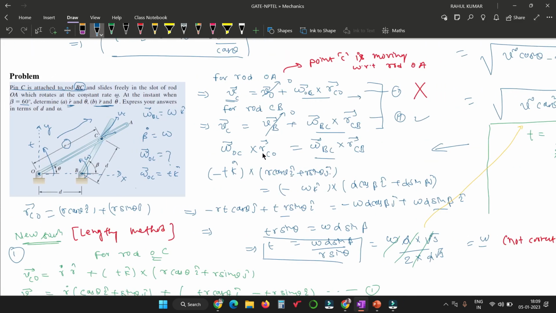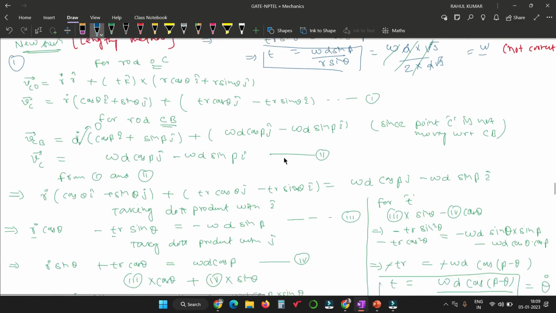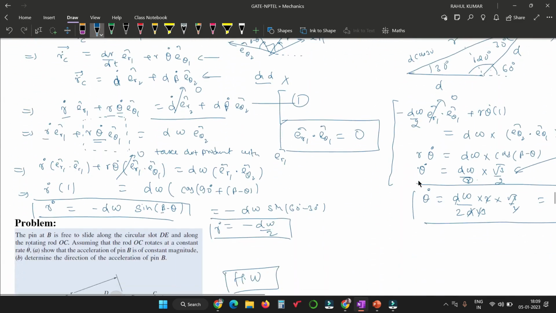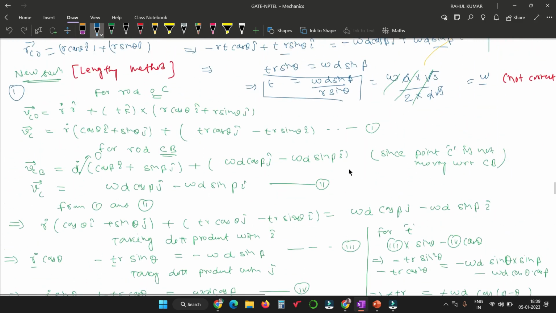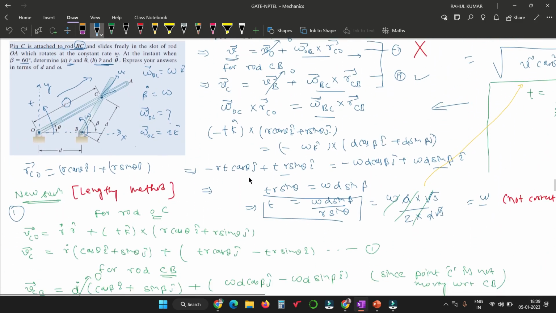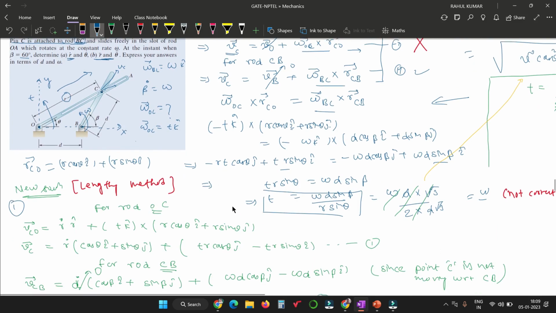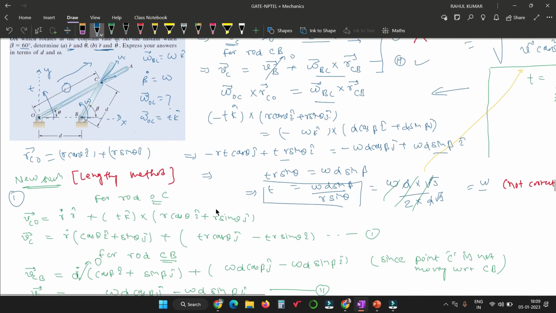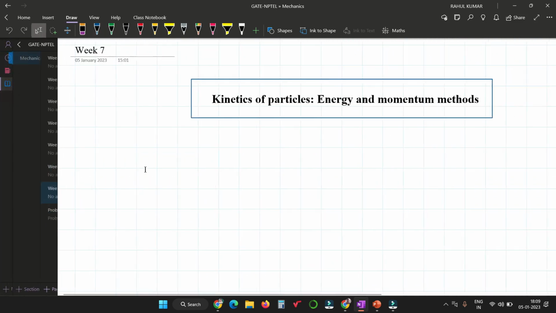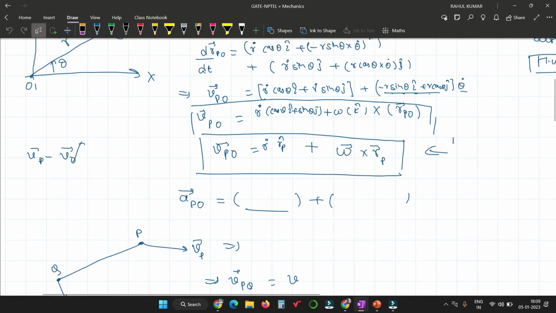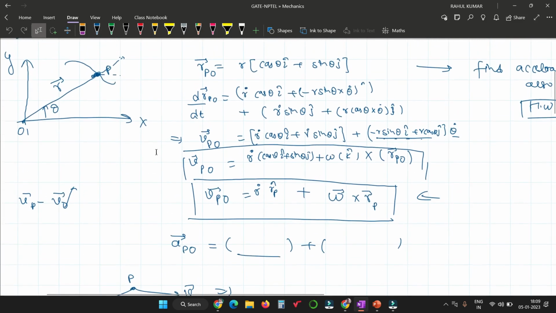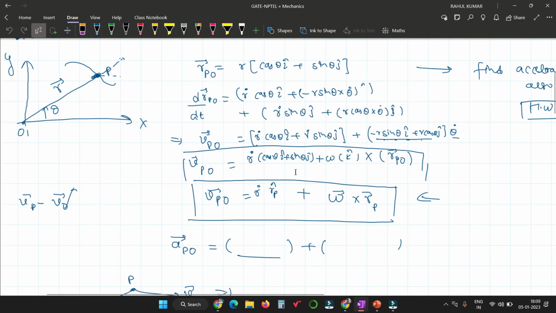But when we solve by using the curvilinear method, we get the correct answer. So I will solve it again using the same rectangular coordinate system, but with the correct solution. You can see that in the last class we were writing this equation.